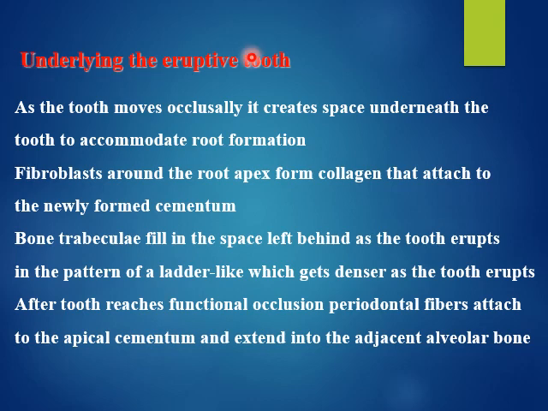Histological changes underlying the eruptive tooth, below the tooth. As the tooth moves occlusally, it creates space underneath the tooth to accommodate root formation. Fibroblasts around the root apex form collagen that attaches to the newly formed cementum. Bone trabeculae fill the space left behind as the tooth erupts in a ladder-like pattern, which gets denser as the tooth erupts. After the tooth reaches functional occlusion, periodontal fibers attach to the apical cementum and extend into the adjacent alveolar process. These fibers are called apical group fibers.